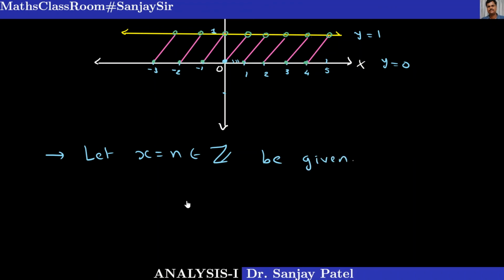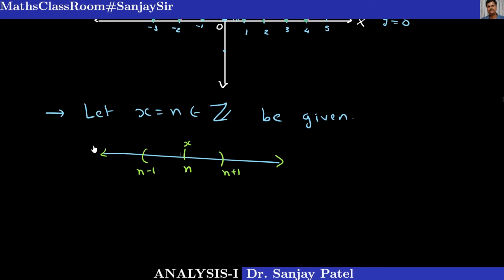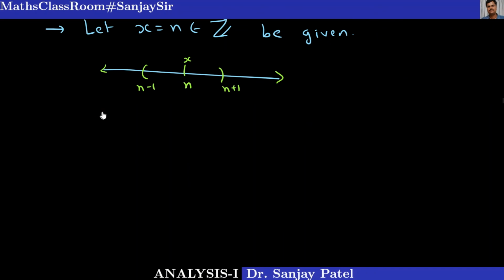Okay, again to discuss the continuity, in other words to discuss the limit of the function at the integer n, I will take a small neighborhood of this integer n. So I will take n minus 1 and n plus 1 as my small region around this x, and define the function x minus bracket x again for this interval.